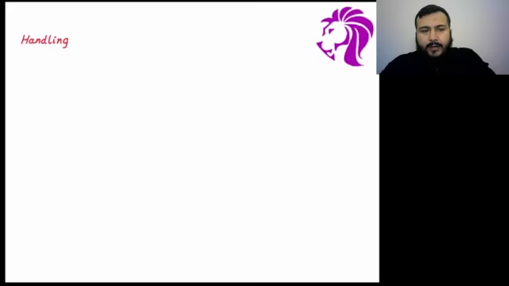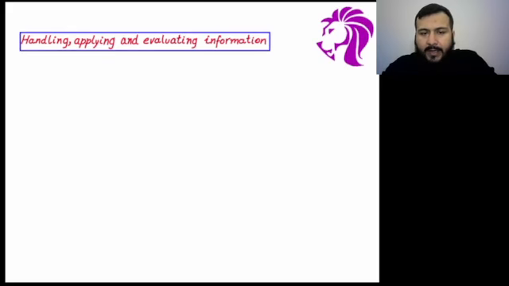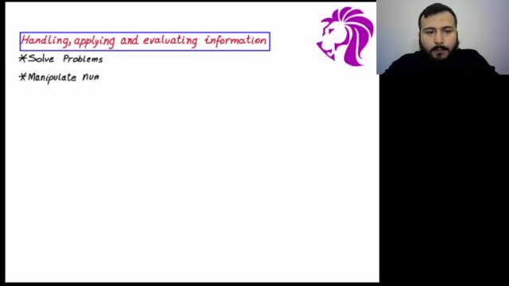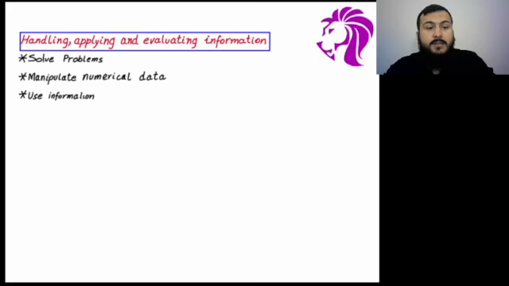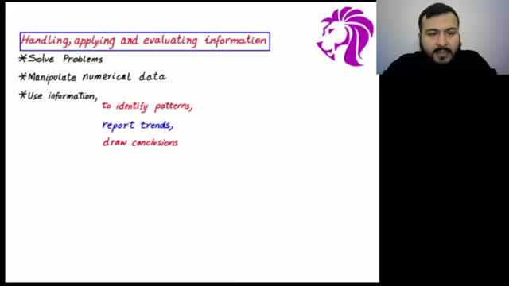The second learning content, the second assessment objective, is handling, applying and in fact evaluating information. In this assessment objective, he wants us to be able to solve problems, manipulate numerical data, and use information that he has given. Use information for what? Use the information to identify certain patterns given in that data. Use that information to report trends that are being followed.